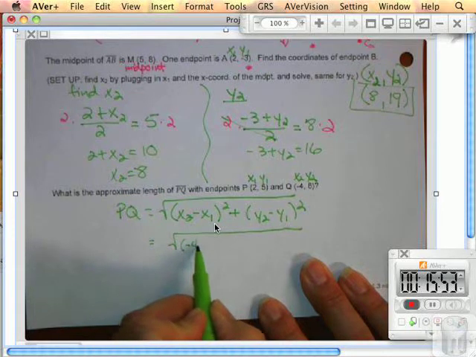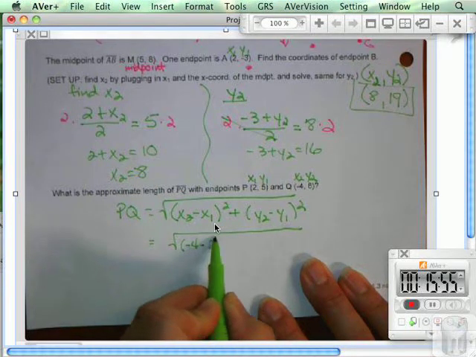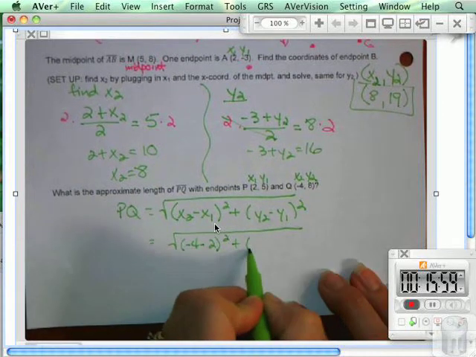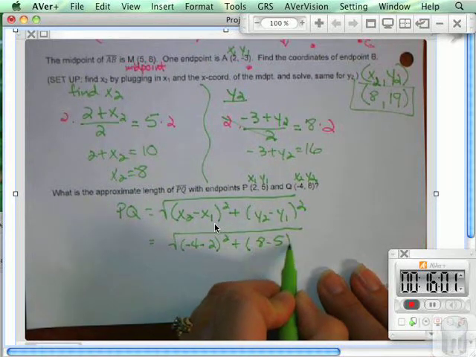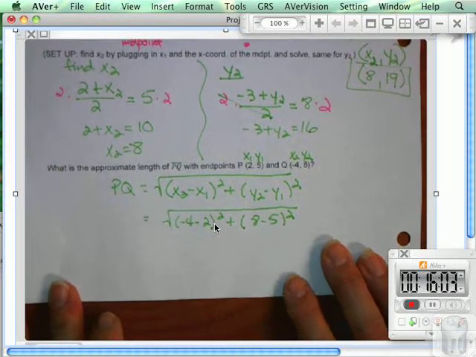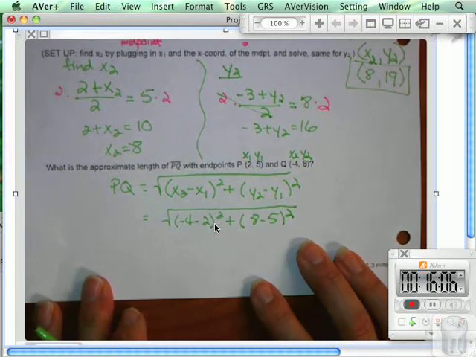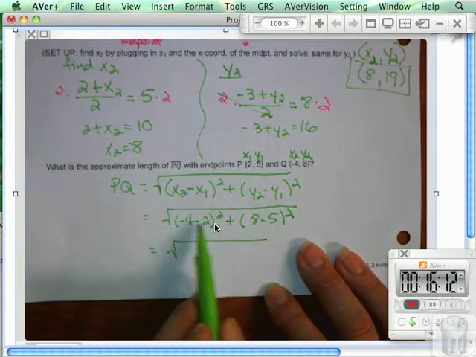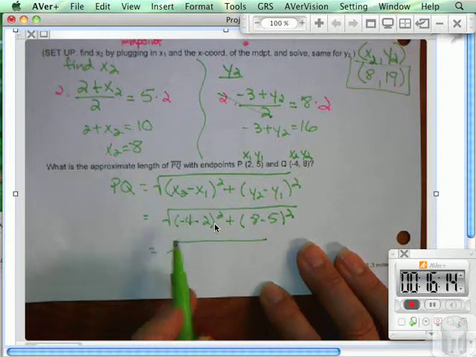So, negative 4 minus 2 squared plus 8 minus 5 squared. Do everything underneath here first. Square root is the last thing you're going to do.